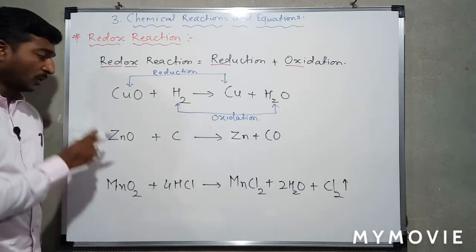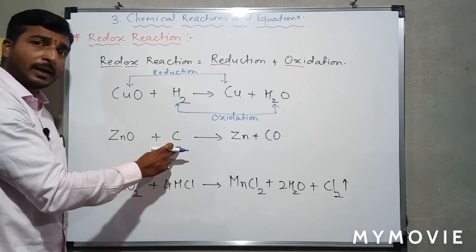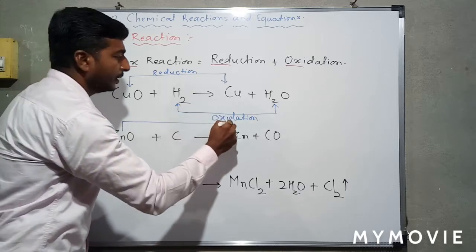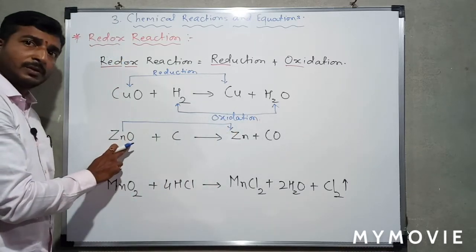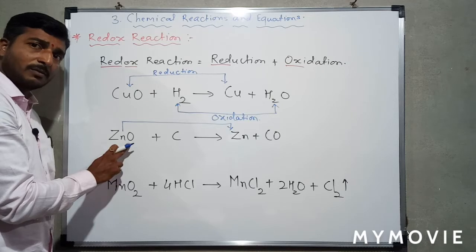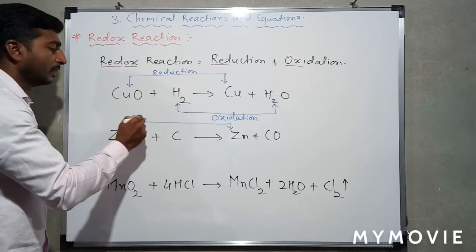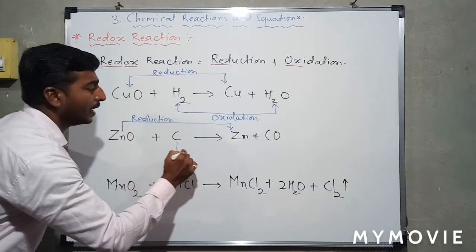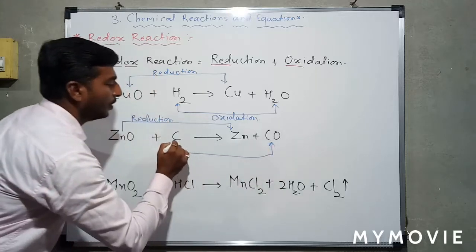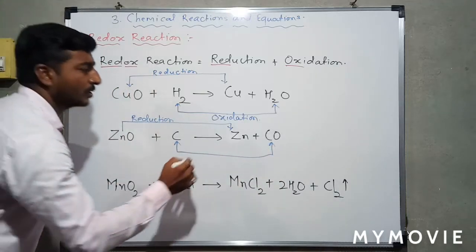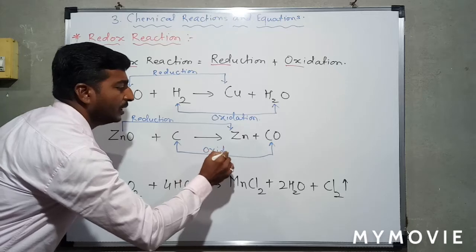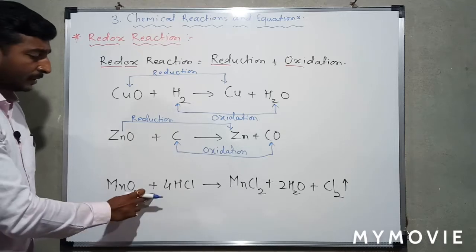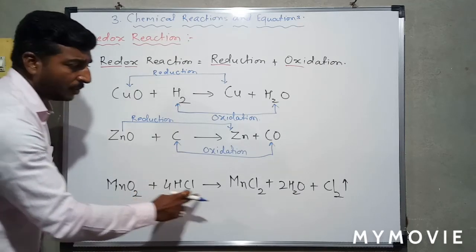Another example: zinc oxide reacts with carbon. Zinc oxide loses oxygen. Oxygen removal, so what is the reaction? It is a reduction. And at the same time this carbon is combining with the oxygen. So what is the reaction taking place here? Oxidation.